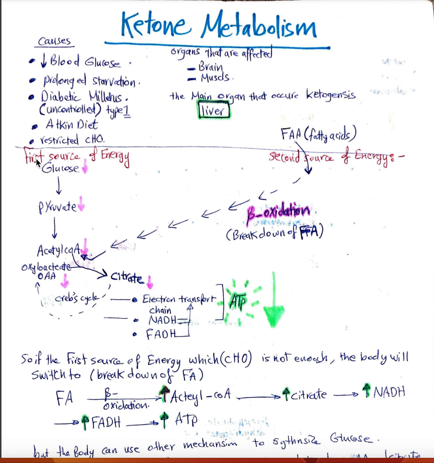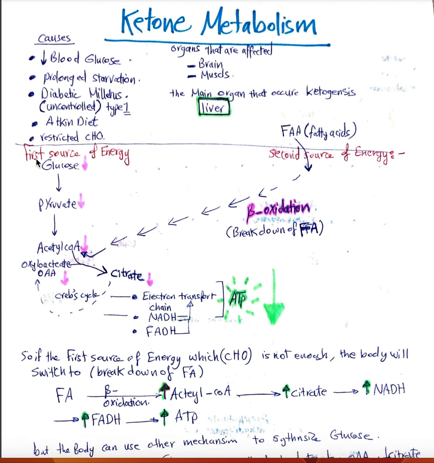And what does that mean? That means the liver is responsible for the formation of the ketone bodies, but it has nothing to do with using them. The liver cannot use these ketone bodies. Three organs use these ketone bodies: the brain, the muscles, and also the renal cortex of the kidney. So these are the organs that are affected by the formation of the ketone bodies.